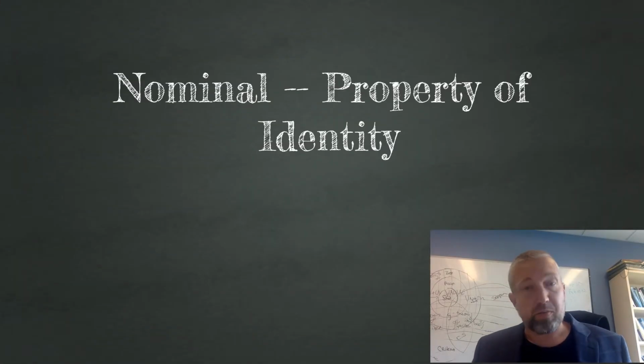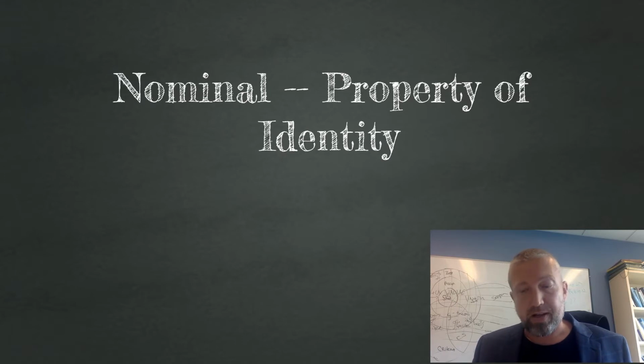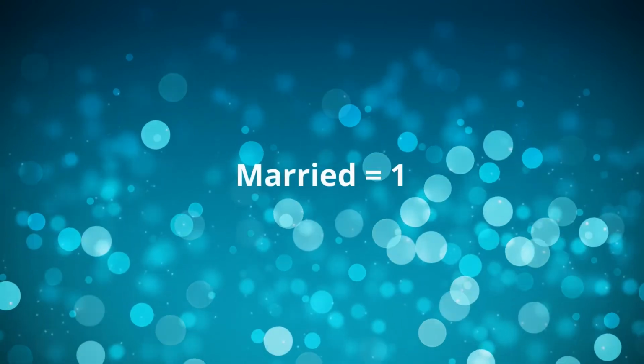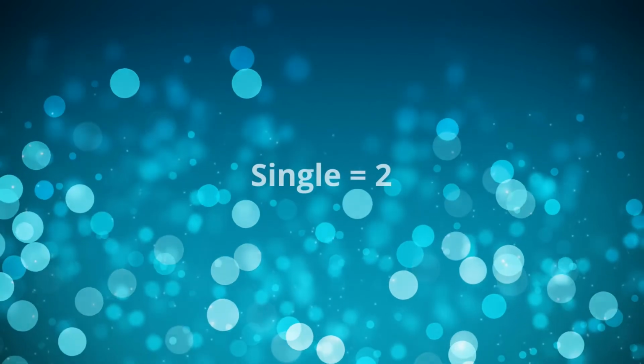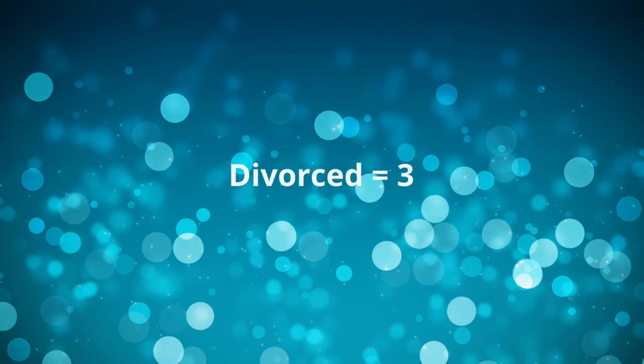Nominal variables have the property of identity. In other words, in this case, I'm going to use numbers to categorize or classify objects or people or any kind of thing into a group that shares a characteristic. So let's consider the variable marital status. I could assign a number 1 to all people who are married. I could then assign a number 2 to all people who are single, and I will give a 3 to all people who are divorced.